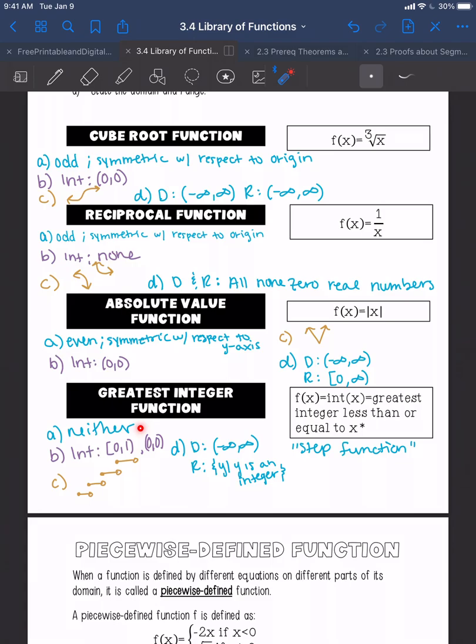So no symmetry, so it's neither odd nor even. Intercepts on the interval 0 to 1, not including 1, and at (0, 0). Our domain is negative infinity to positive infinity. And our range is all real numbers y such that y is an integer. Okay, so notice y was only integers there.